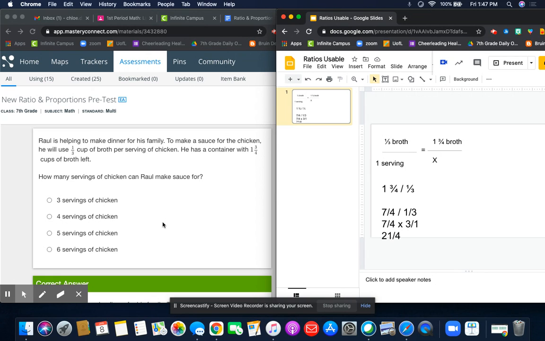In order to simplify, you do numerator divided by denominator. 21 divided by 4 gives us an answer of 5.25. So we can make 5 servings of chicken. We cannot make 6 because we don't have enough to make 6. It's just a little bit over 5. Yes, you could make 3, you could make 4, but if we want the highest amount, we can make 5 servings of chicken.